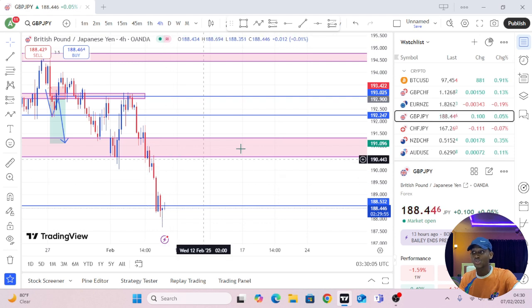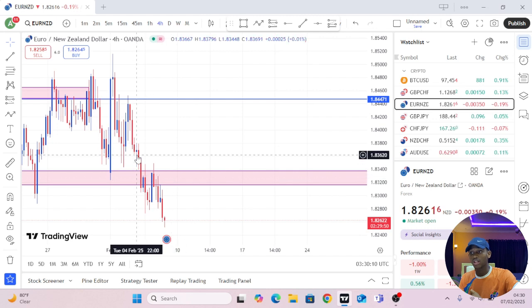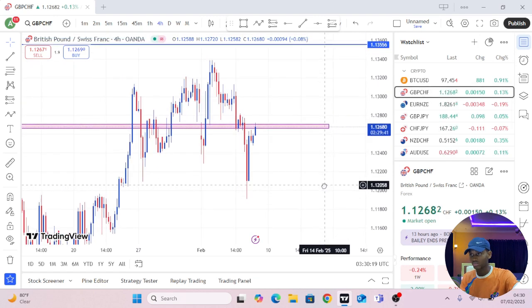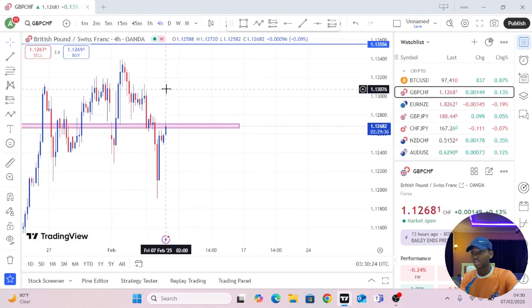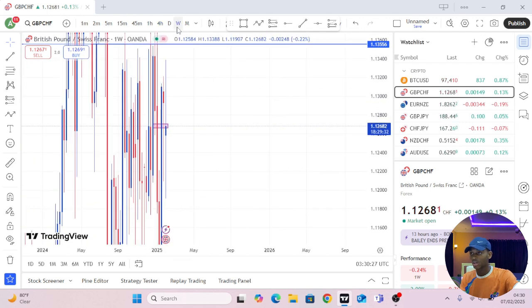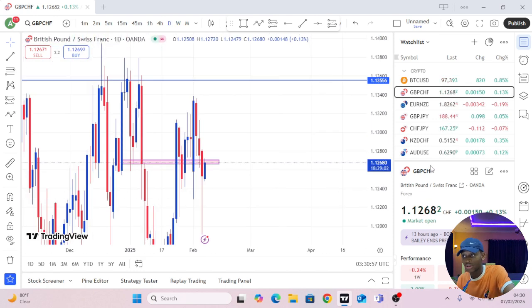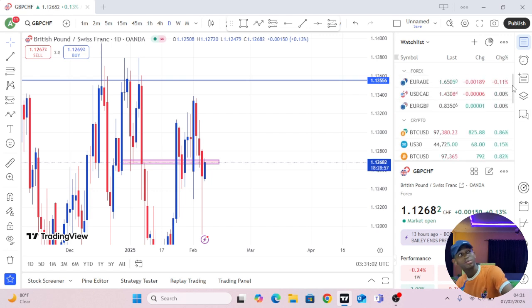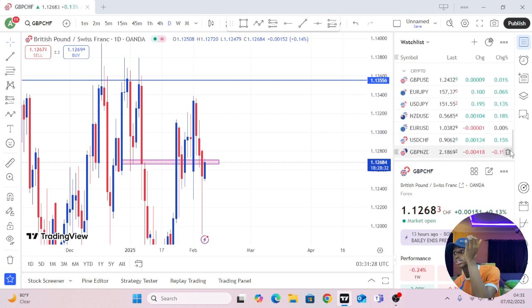GBPJPY, I wasn't really expecting anything from GBPJPY. EURNZD, it came to this key level. You see, it broke under, retested the key level, and took it to the downside. I was not expecting anything. GBPCHF looks like a clear sell, but I do not want to risk it. If I go to the weekly, oh wow, it looks like a clear sell for GBPCHF, but I'm not sure, so I don't think I'm going to risk it. BTCUSD, I'm going to skip that. These are the pairs I'm expecting. You can see I've checked out my watchlist.